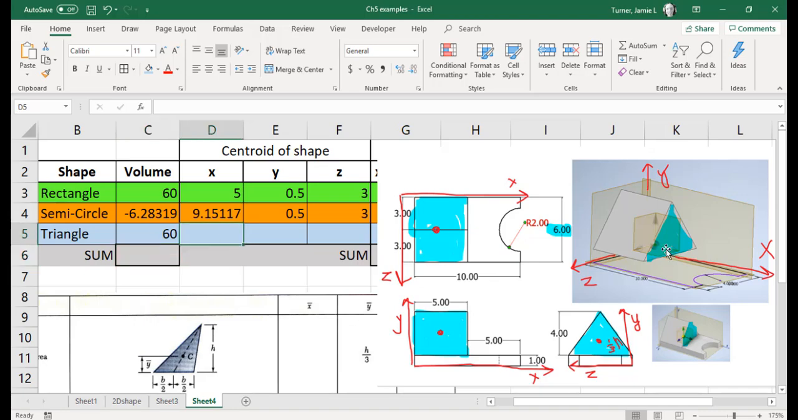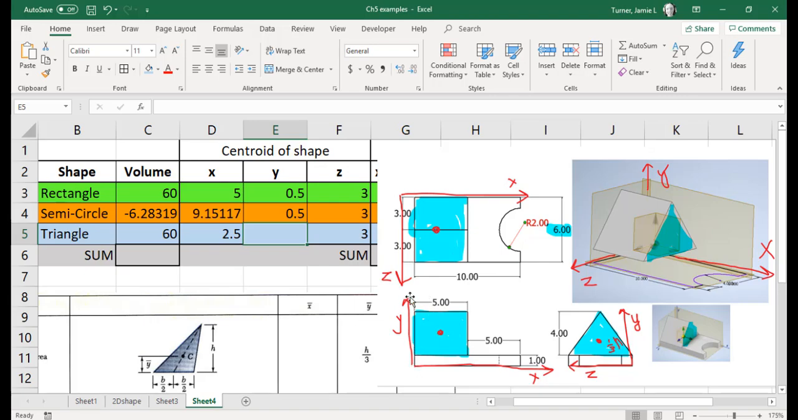And then in the x direction, so that's coming out this way, that's going to be halfway through that 5. And in the z direction, it looks like everything is symmetrical in the z direction. So you'll notice that each of the pieces actually has the same centroid in the z direction.